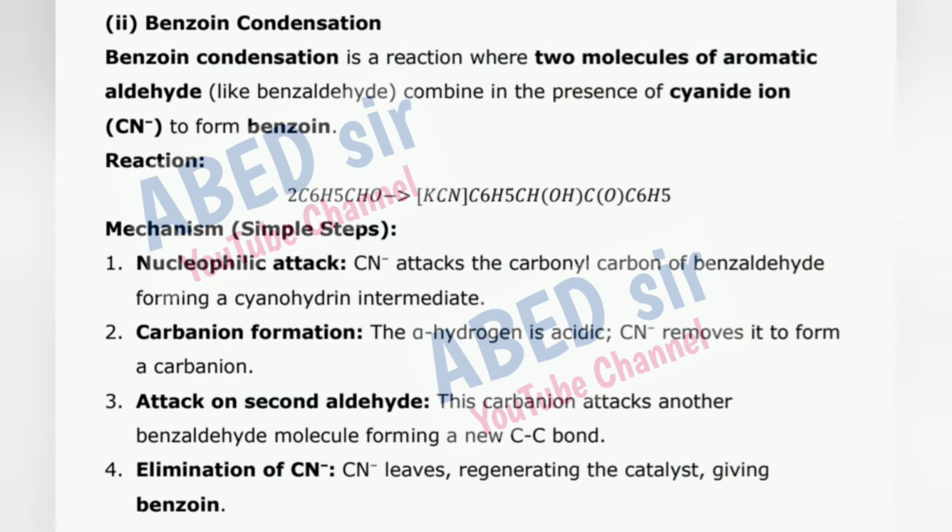Nucleophilic attack. CN⁻ attacks the carbonyl carbon of benzaldehyde forming a cyanohydrin intermediate. Carbanion formation. The alpha hydrogen is acidic. CN⁻ removes it to form a carbanion. Attack on second aldehyde. This carbanion attacks another benzaldehyde molecule forming a new C–C bond. Elimination of CN⁻. CN⁻ leaves, regenerating the catalyst, giving benzoin.